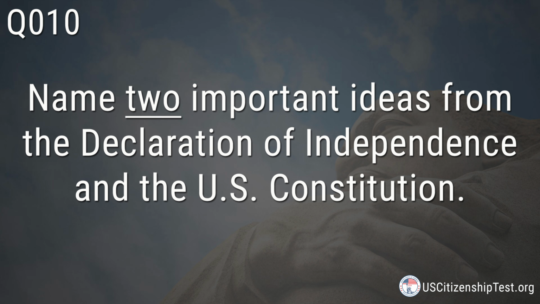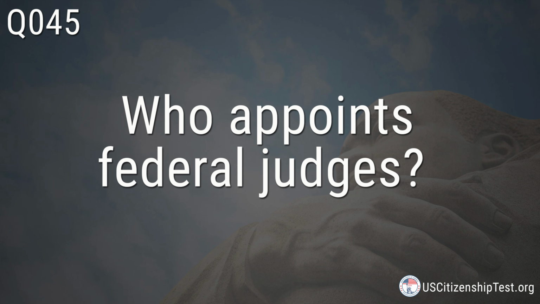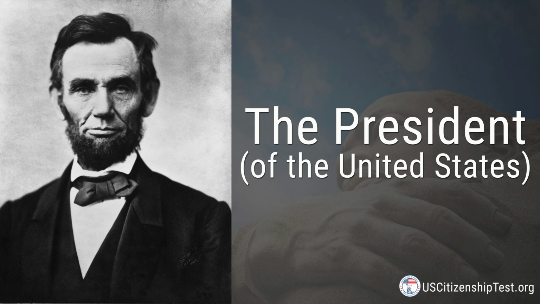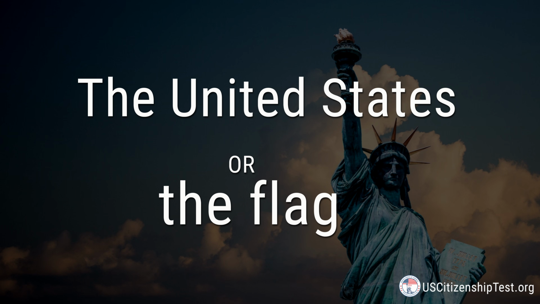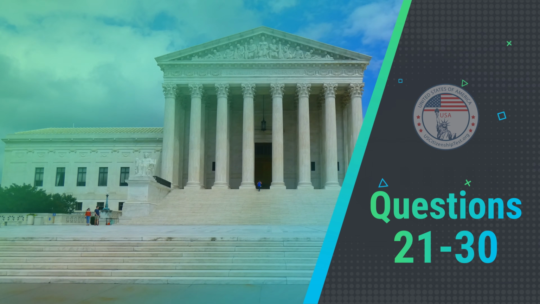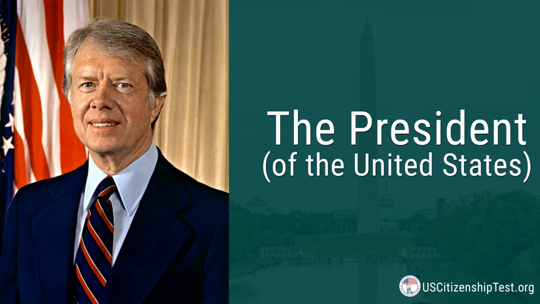Name 2 important ideas from the Declaration of Independence and the U.S. Constitution. Liberty and equality. Who appoints federal judges? The President. What do we show loyalty to when we say the Pledge of Allegiance? The United States. Who signs bills to become laws? The President.